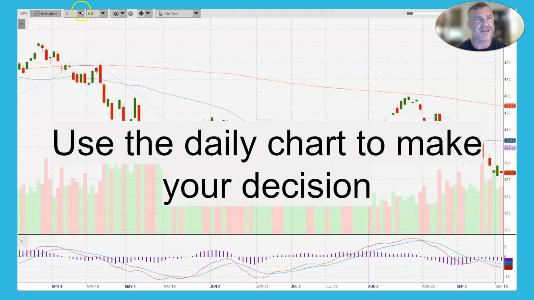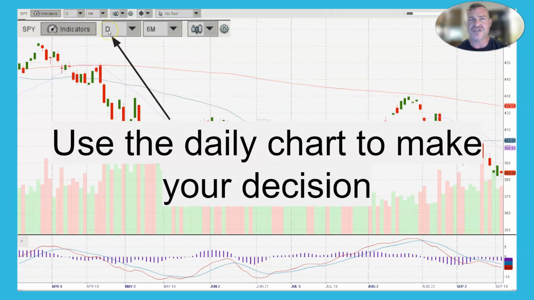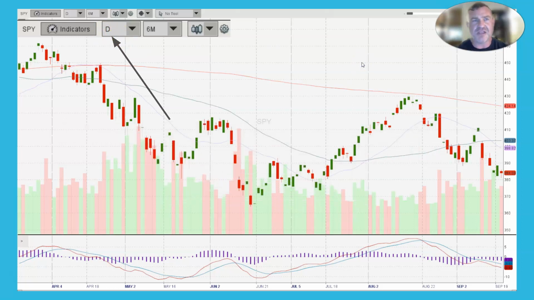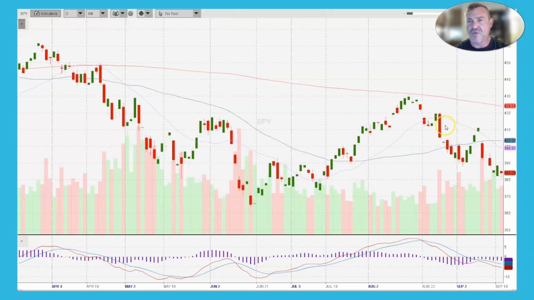Where do you find the daily? Take a wild guess, right up there. Same place. You just change that. We changed it from monthly to weekly. Now we're changing it to daily. And so what does that mean? That means each one of these candlesticks represents 1 day of trading. Guess how many days there are normally in a trading week?